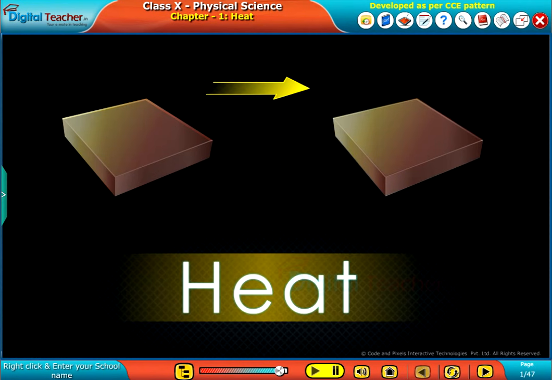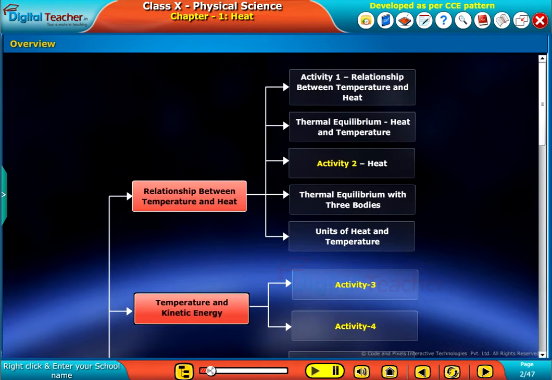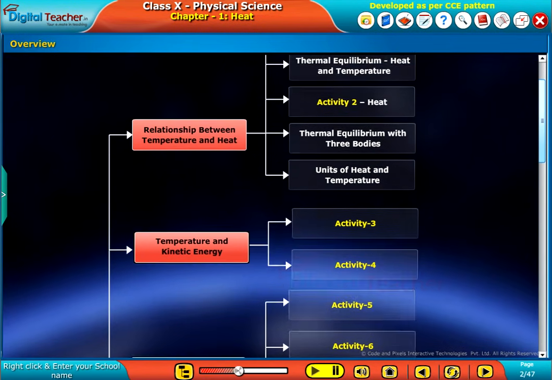Welcome to the chapter Heat. This slide presents the overview of the chapter.